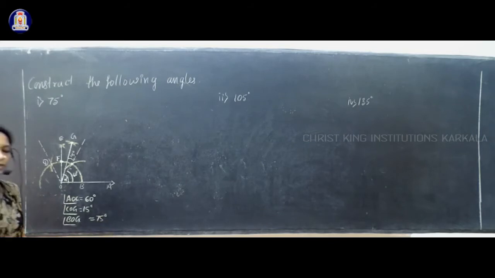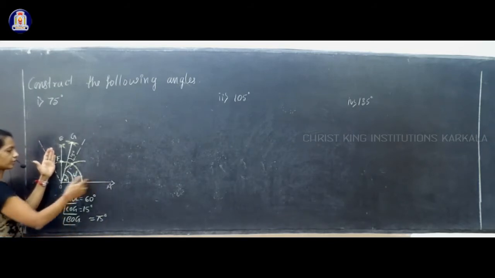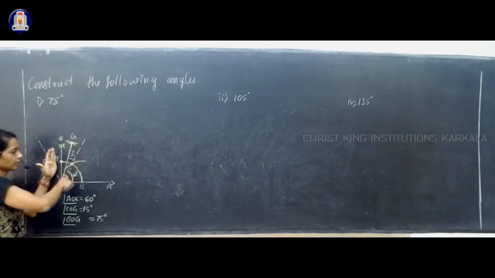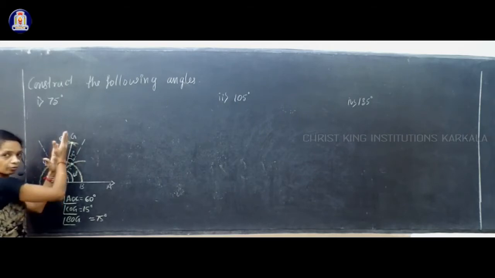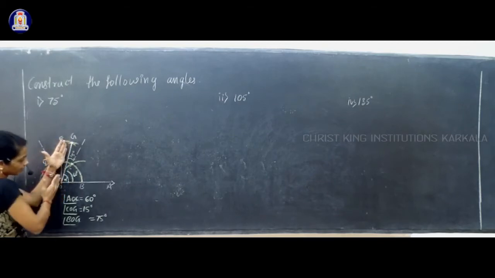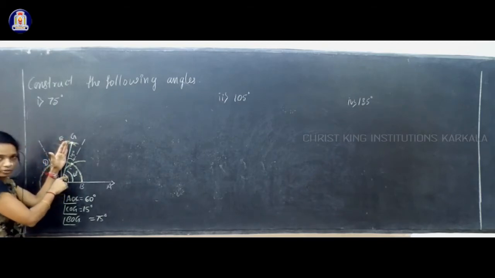So like this you have to construct. First we have to do what? First you construct a 60 degree like this, then construct a 90 degree. In between the 60 degree line and the 90 degree line you have 30 degree. You have to construct the angle bisector of that. The angle bisector makes the angle how much degree?